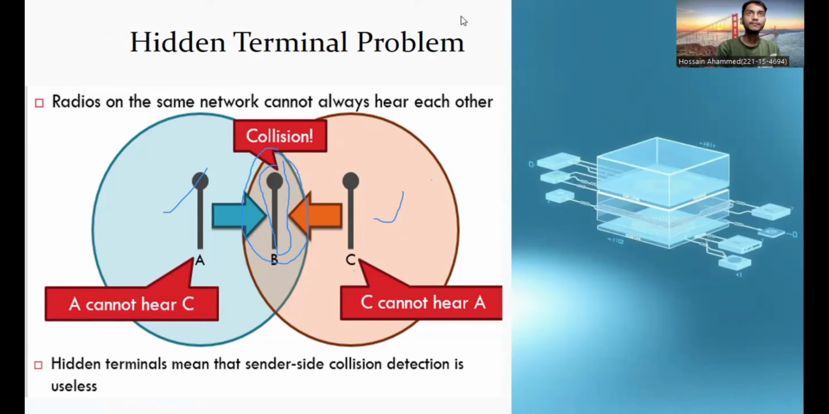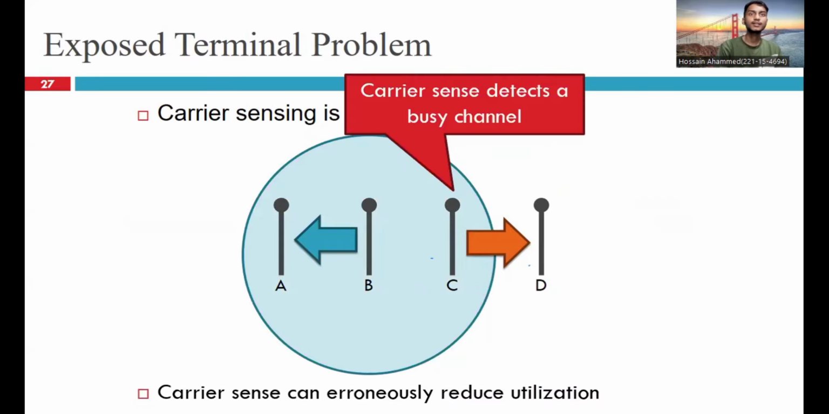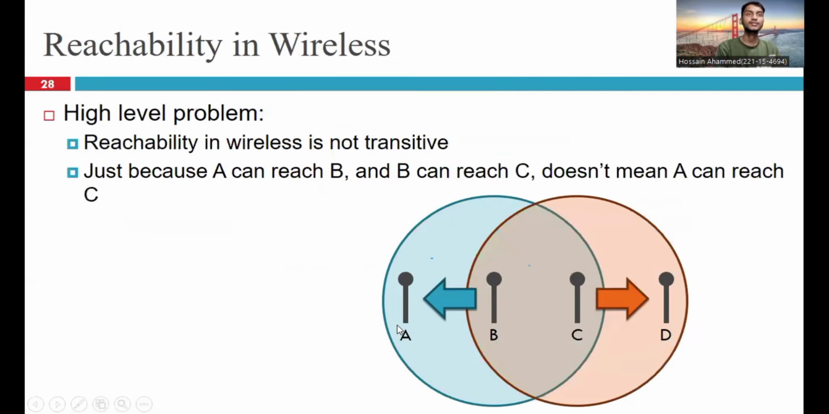Now we see the next slide. In the next slide, I use some animation to shorten the time, so I avoid this and go to the final. Let's say the carrier sense detects a busy channel. Carrier sense can erroneously reduce the utilization.